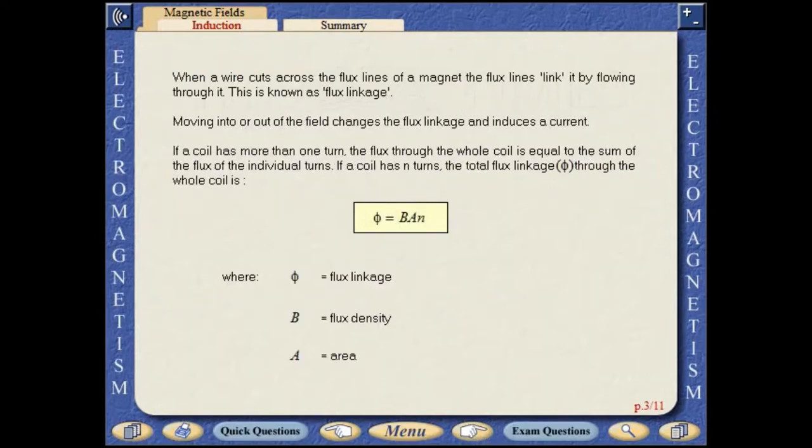When a wire cuts across the flux lines of a magnet, the flux lines link it by flowing through it. This is known as flux linkage. Moving into or out of the field changes the flux linkage and induces a current. If a coil has more than one turn, the flux through the whole coil is equal to the sum of the flux of the individual turns.